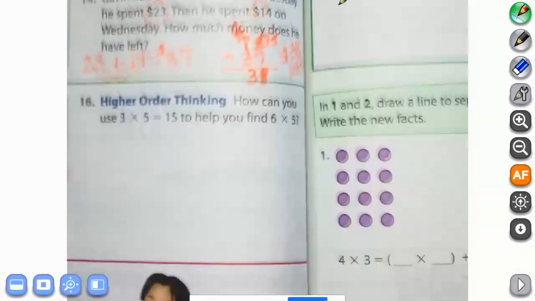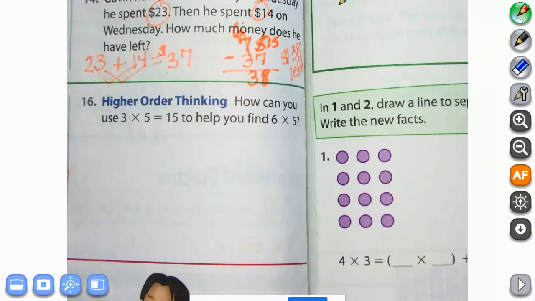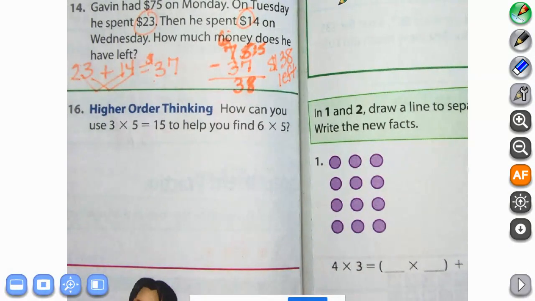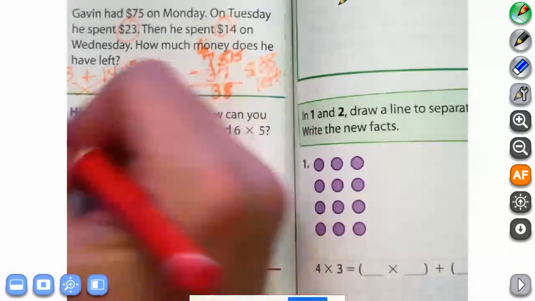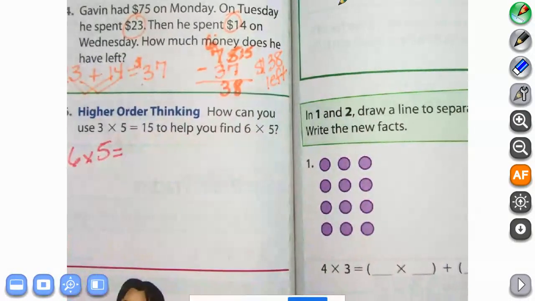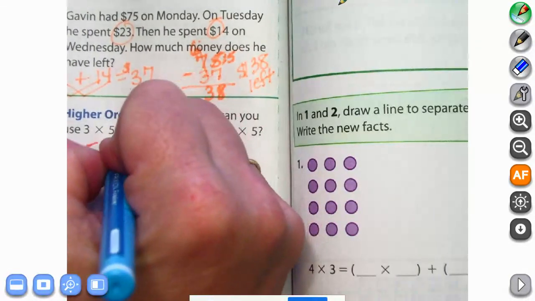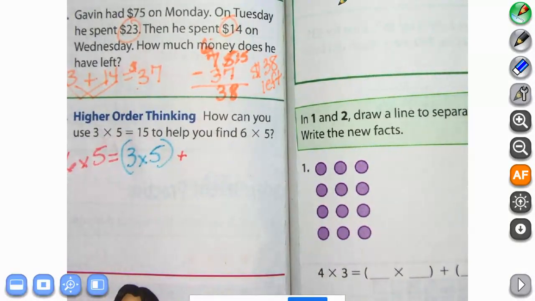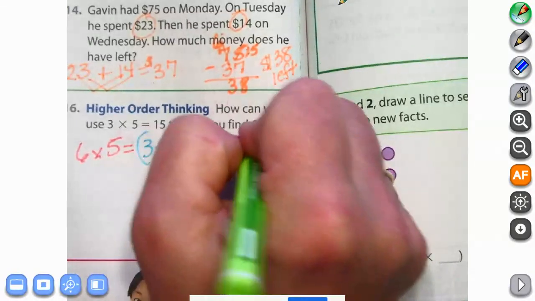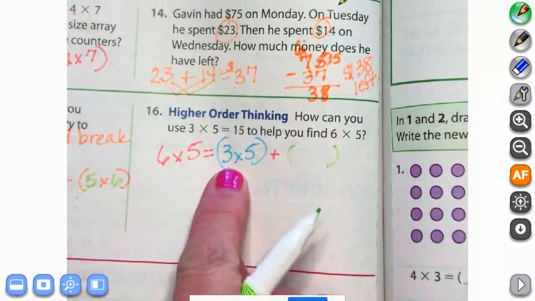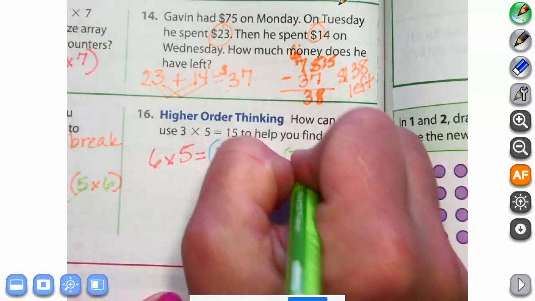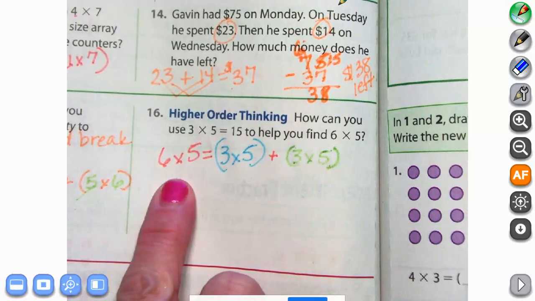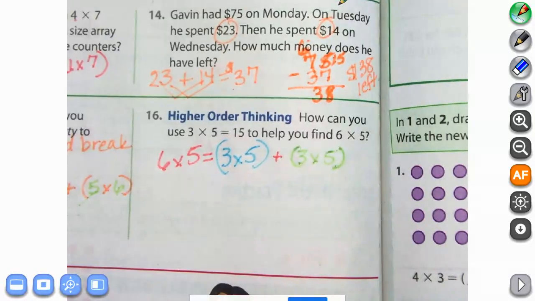Number 16 says, how can you use 3 times 5 equals 15 to help you find 6 times 5? So what could we do? So basically what they're saying is 6 times 5 is equal to 3 times 5 plus what? What would that next one have to be? 6 minus 3 is 3. So the other one would have to be 3 times 5. Those are equal. This is 6 times 5, which is the same as breaking it up into 3 times 5 plus a 3 times 5.